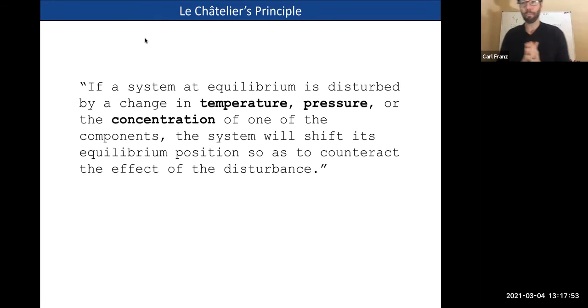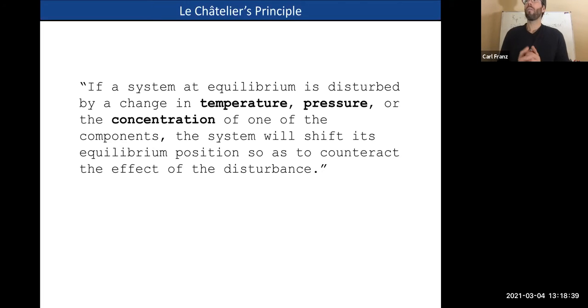When talking about equilibrium, there's this concept called Le Chatelier's principle. And what that says is if a system is at equilibrium and you disturb that system by one of the 3 things we talked about on Tuesday, the things that change equilibrium, temperature, pressure, or concentration, and now it's no longer at equilibrium, there will be a shift in the system to counteract that disturbance and bring it back to equilibrium. Okay?